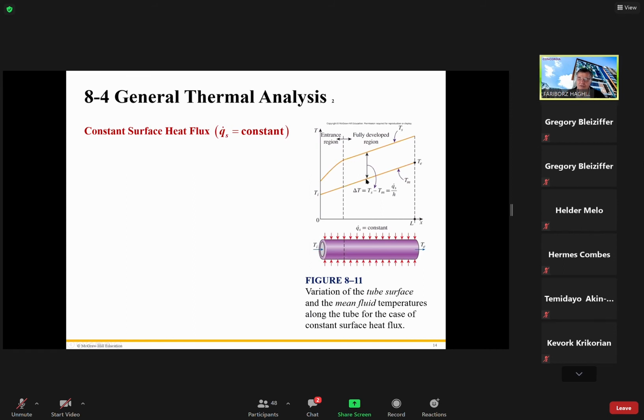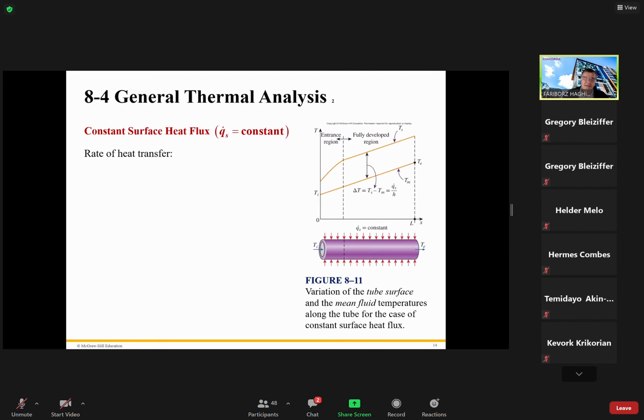These two temperatures will increase at almost the same rate. What that means is the same rate. Again, this is very important for us to learn. It means the slope of this line and the slope of this line are almost the same. Look at here, this one is parallel. The temperature of the surface and the bulk temperature of the fluid, both of them are increasing almost linearly, okay? This is only applicable to constant heat flux.